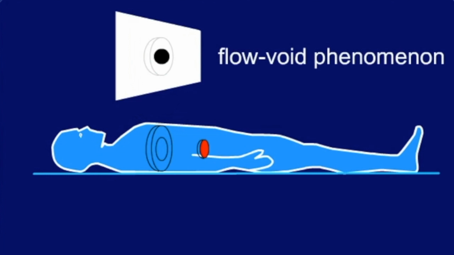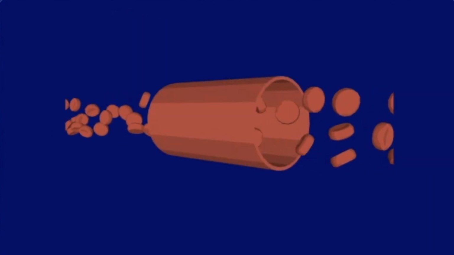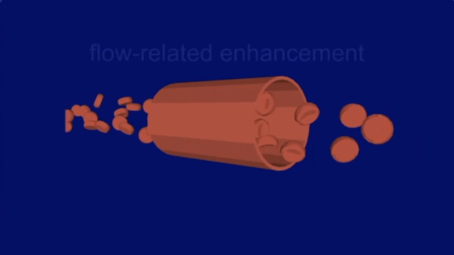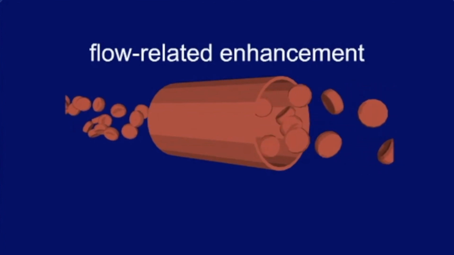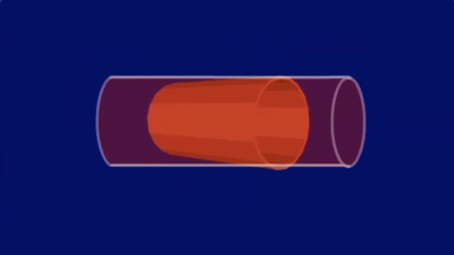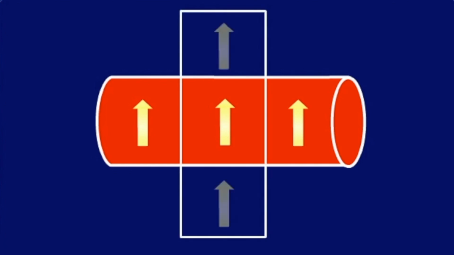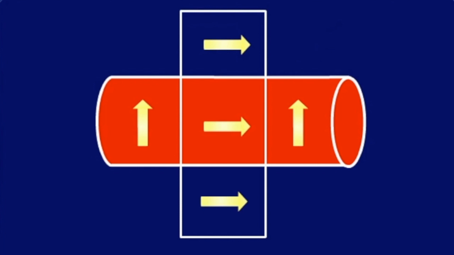This is not the only way in which flow may influence the image. There may be all kinds of things. For example, flow-related enhancement. This illustration shows a blood vessel going through a slice which is being examined. The figure represents the situation before the 90-degree pulse. Immediately after the pulse, longitudinal magnetization is tilted 90 degrees.